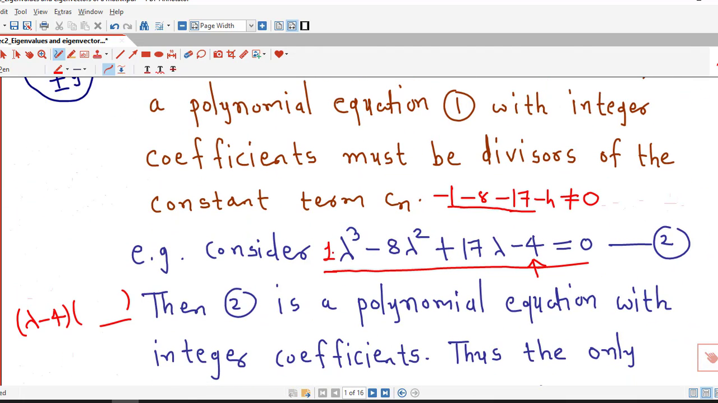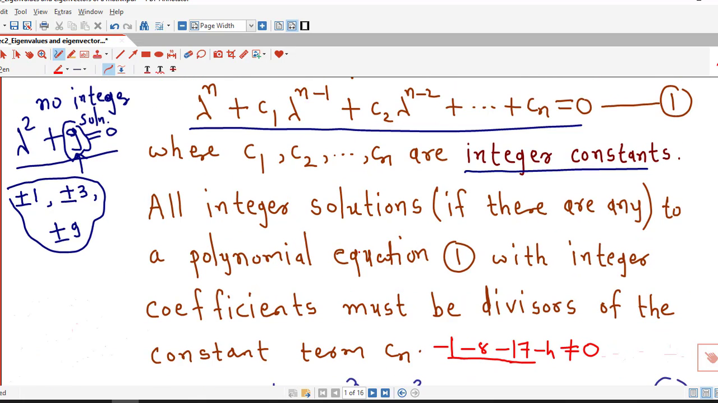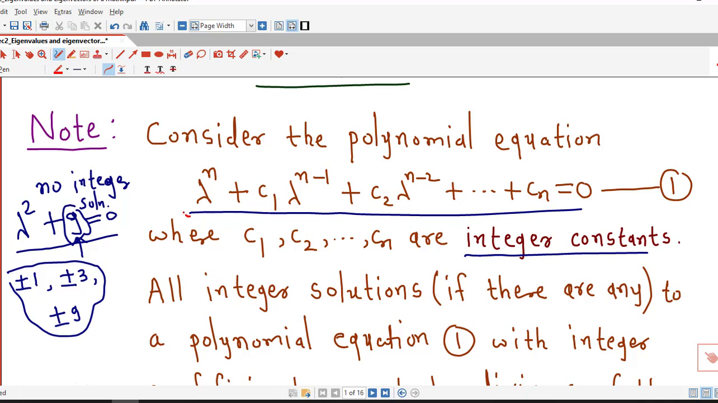So whenever we have degree of polynomial equation bigger than 2, then this remark will be helpful. If there is any integer solution to this polynomial equation with integer coefficients, then that integer solution must be a divisor of the constant term. So by trial and error we will be able to find out one value of lambda by taking different divisors of constant term. And if no divisor of constant term satisfies this equation, that means this equation has no integer solution.